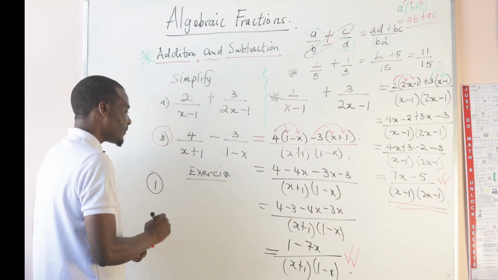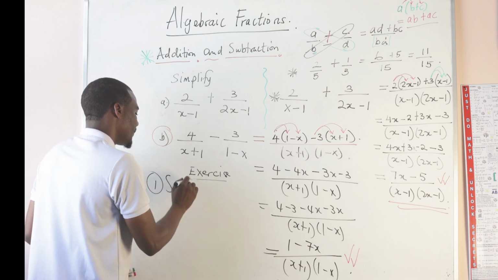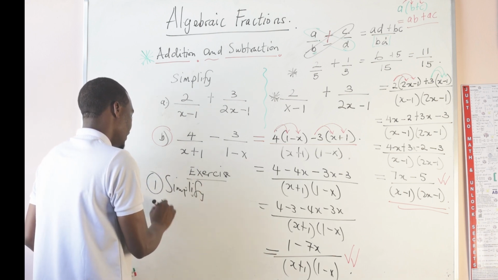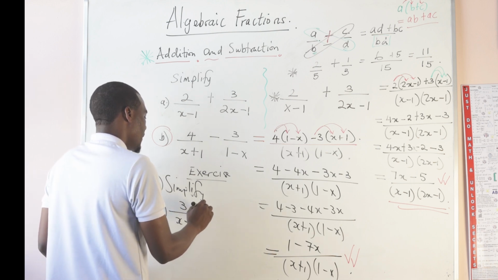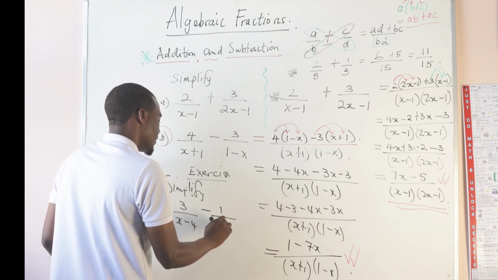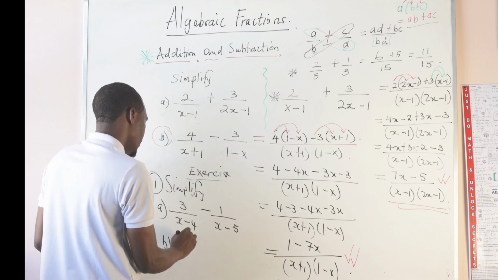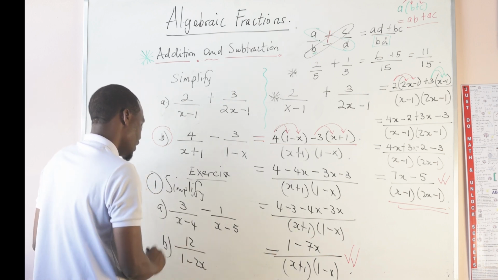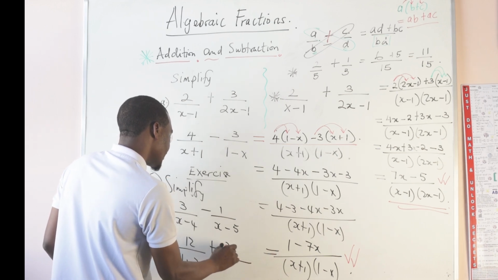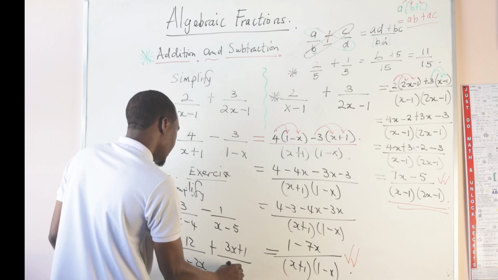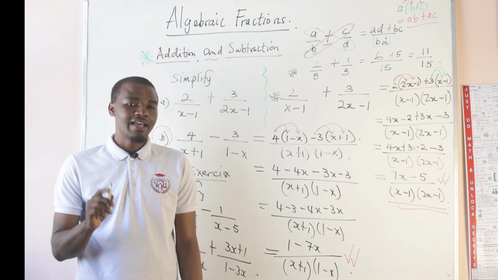Number 1, I want you to simplify A: 3 over x minus 4, minus 1 over x minus 5. On part B, I want you to simplify 12 over 1 minus 2x, plus 3 over 3x, plus 1 over 1 minus 3x. So yes, I want you to do these two problems as an exercise.